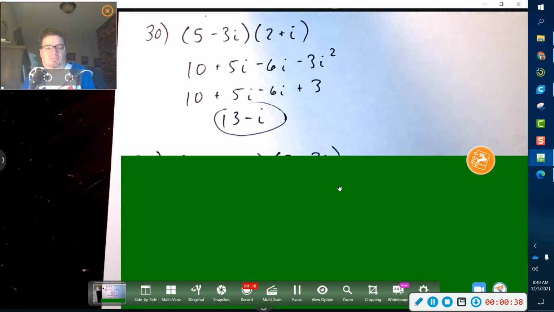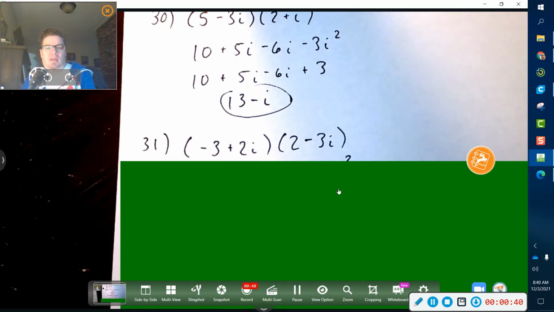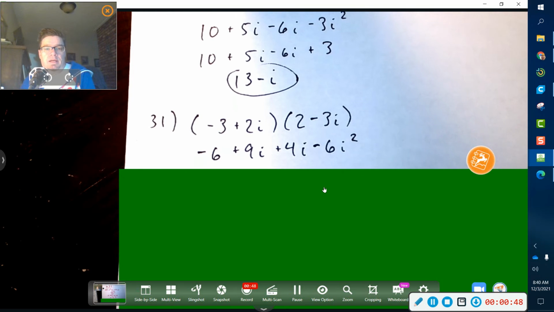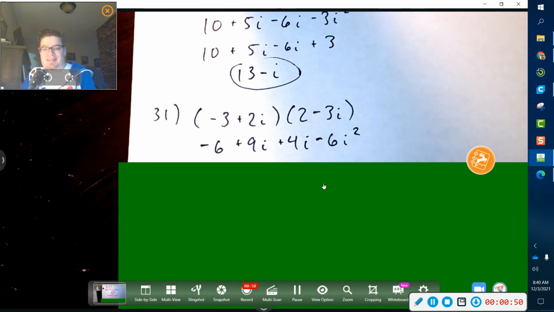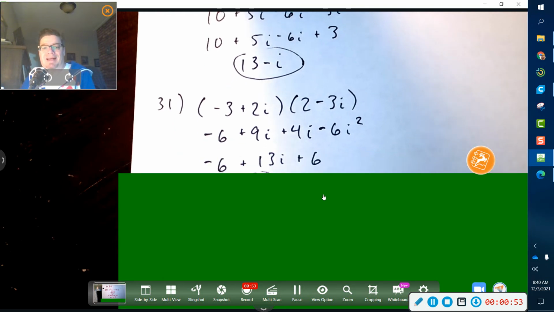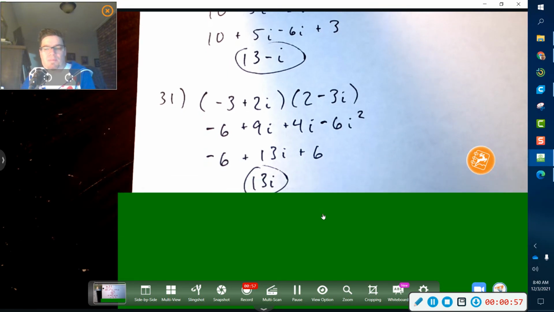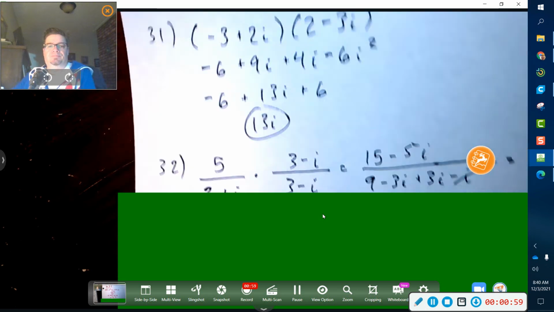All right, do the same thing. These guys look like conjugates, but they're not, because that's a 2i, that's a -3i. And FOIL it out, and that -6i squared at the end is going to become a +6. Those actually cancel out, so you're going to end up with a +13i at the end.